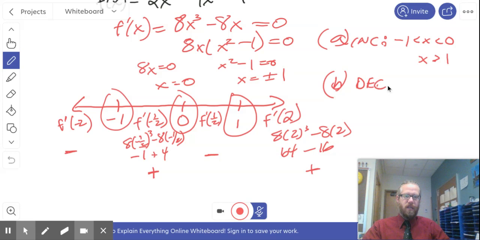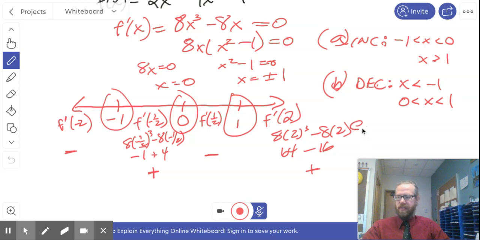For decreasing then, looking at decreasing is going to be this leftmost section on my number line and this section here. So what would that give us for our decreasing? What would be the correct way of writing that for if it's to the left of negative 1 and if it's between 0 and positive 1? What would be our decreasing? So we should get that x is less than negative 1 and then between 0 and 1.